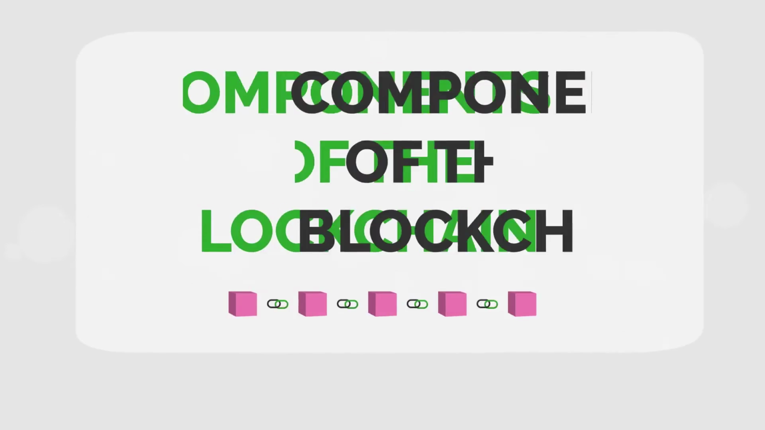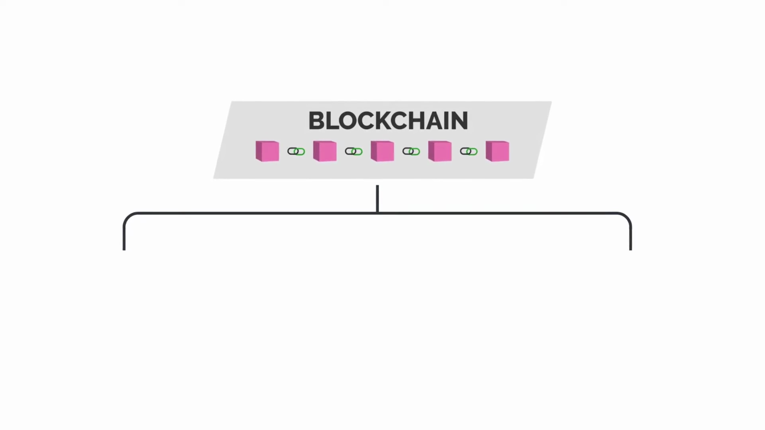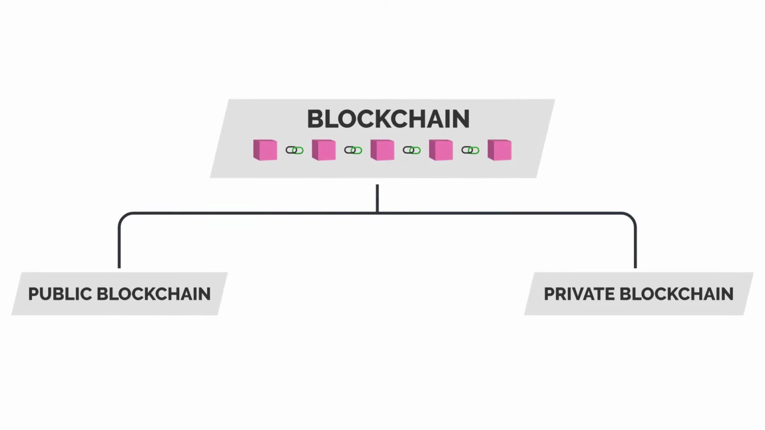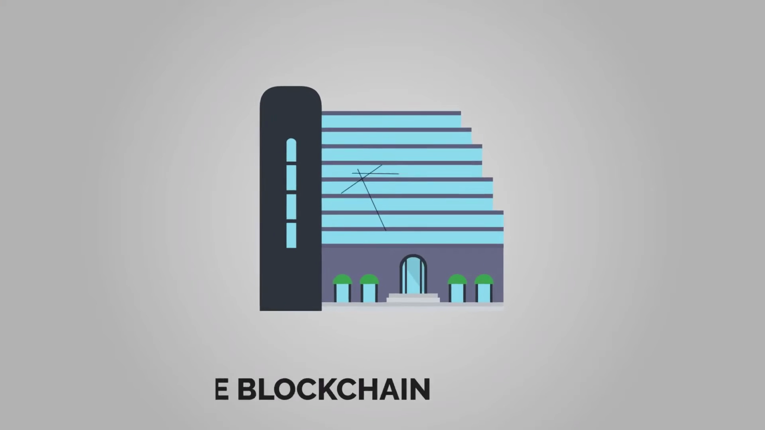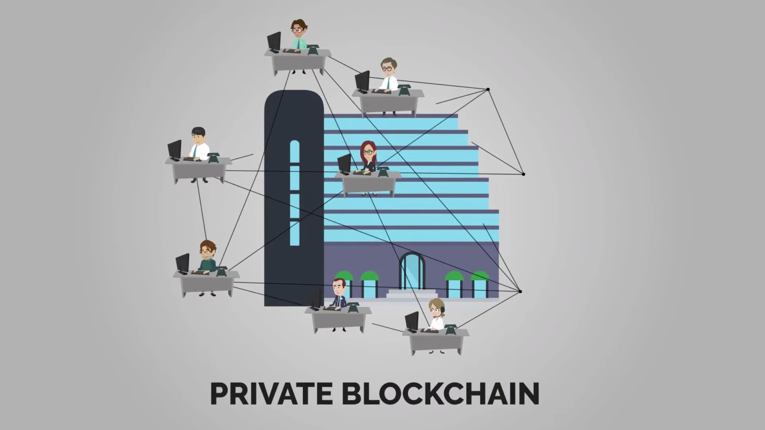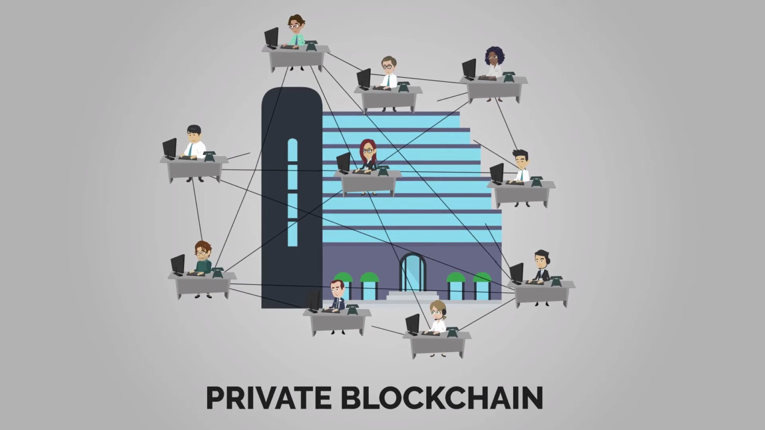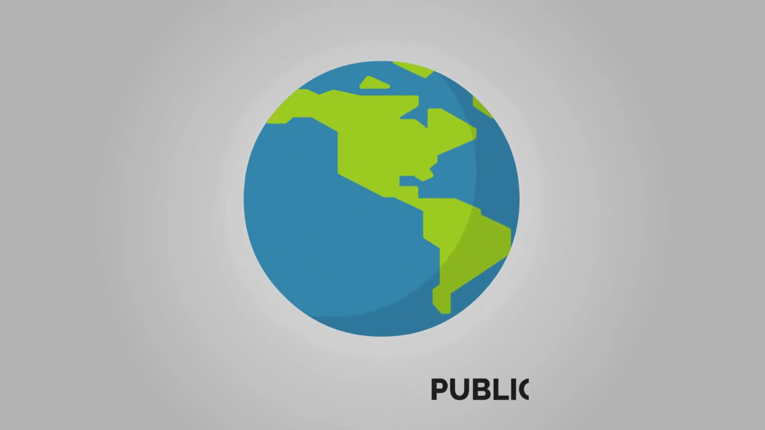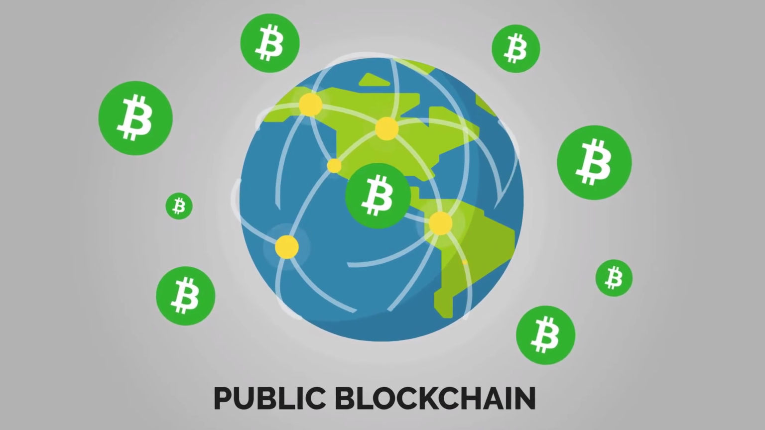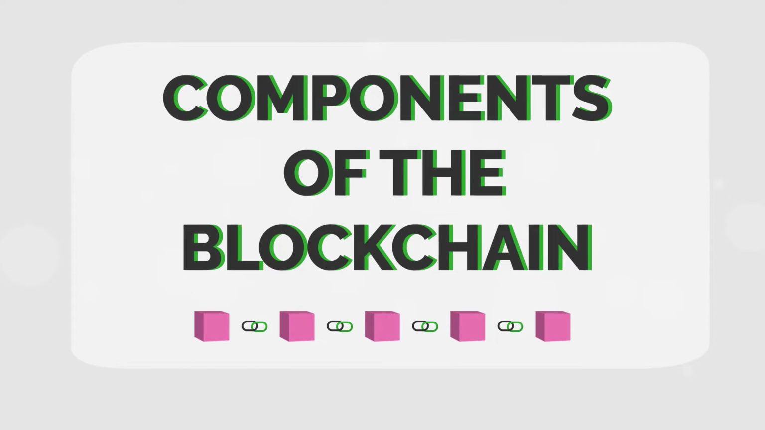Components of the blockchain. The blockchain can be categorized into two types: public and private blockchains. As their names imply, private blockchains are restricted to a specific group of participants and are mostly used by private organizations, while the public, which is the type Bitcoin is built on, can be accessed by anybody. Below are some of the components that make up a blockchain.